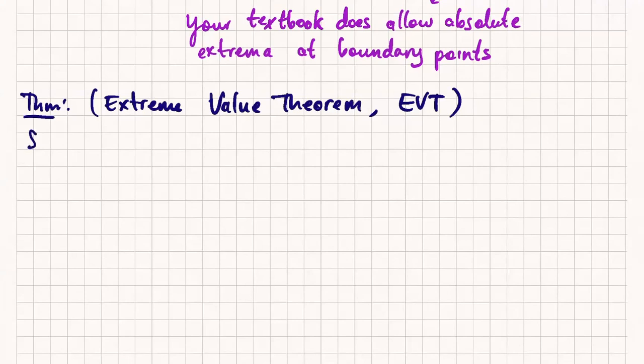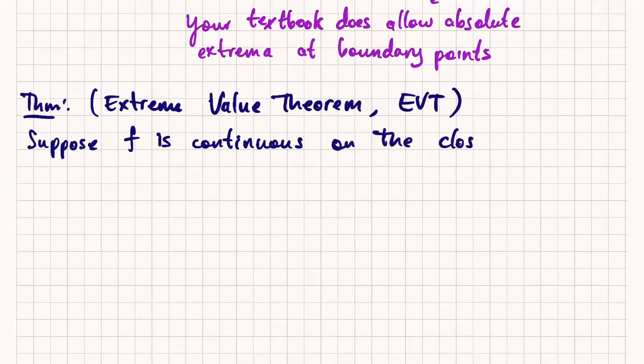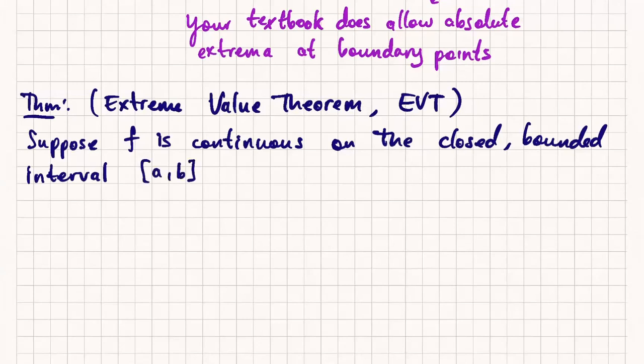So first of all, the function must be continuous, right? So suppose f is continuous, and then the domain has to satisfy these two conditions. Suppose f is continuous on the closed bounded interval [a, b]. So again, notice the three conditions. The first condition is that the function is continuous. The second condition is that the interval is closed. And the third condition is that the interval is bounded.